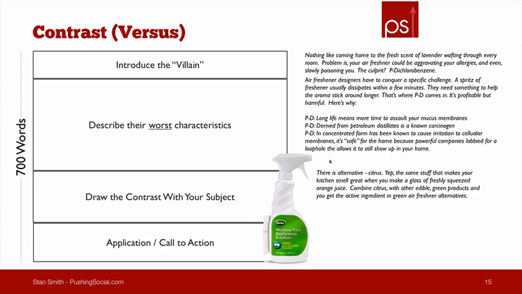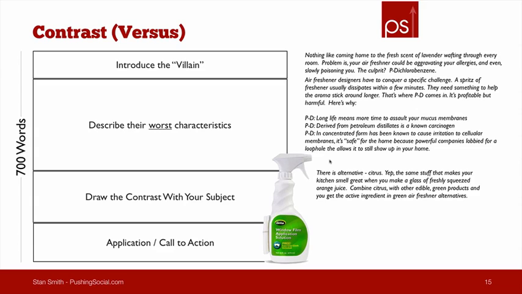All right, but here we go to the rescue. Your subject, the contrast. There is an alternative. Citrus. Yep. The same stuff that makes your kitchen smell great when you make a glass of freshly squeezed orange juice. Combine citrus with other edible green products and you get the active ingredient in green air freshener alternatives. Okay? So we've pivoted, we've turned the corner, and it's really cool because your reader right now is kind of going, what am I going to do? They're probably looking at the air freshener that's plugged in to their outlet, their Glade air freshener, and they're wondering if they're inhaling PD right there.